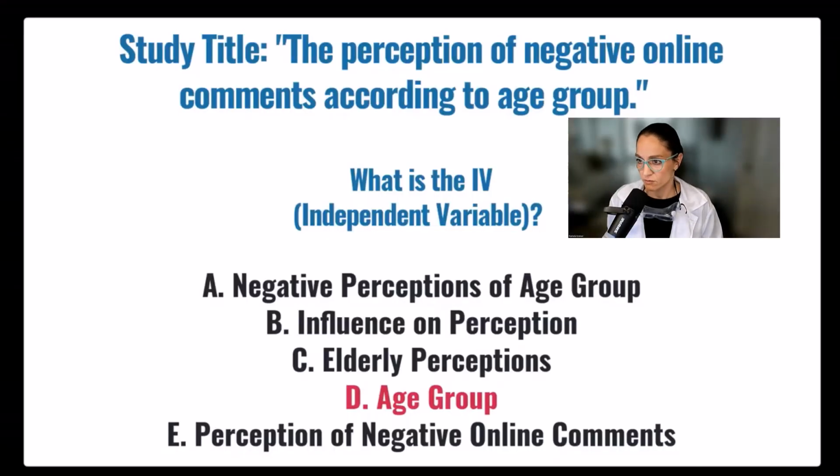So we figured out which one was our responding dependent variable, that perception of negative online comments. So what could possibly influence that in the study title? It's our age group. So that is our independent variable.